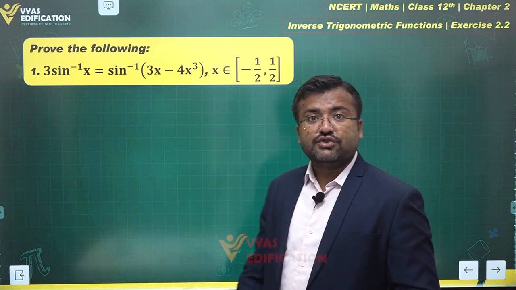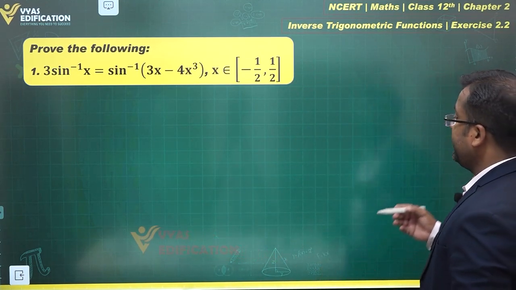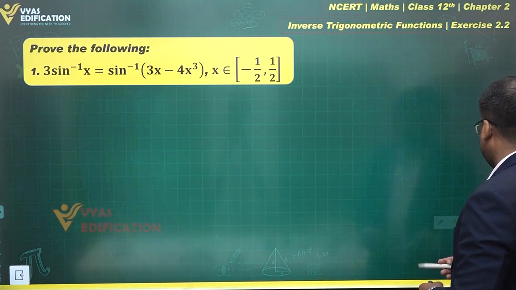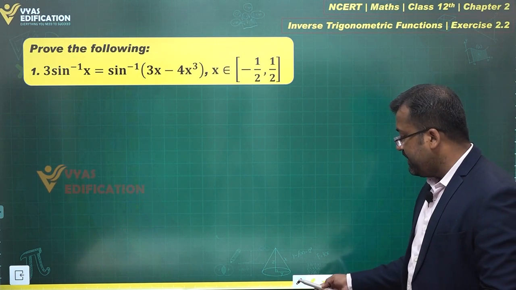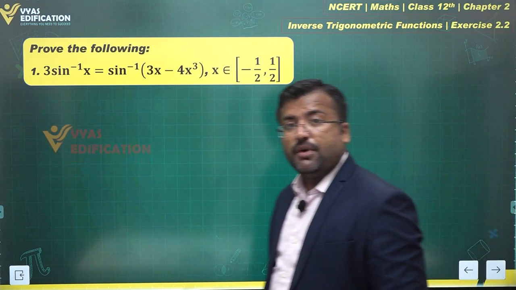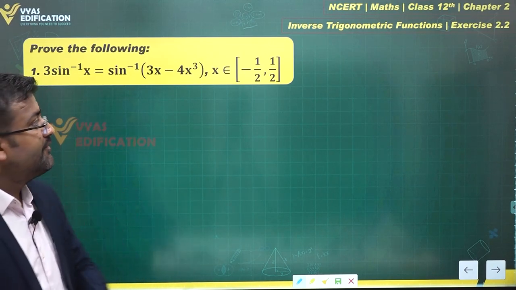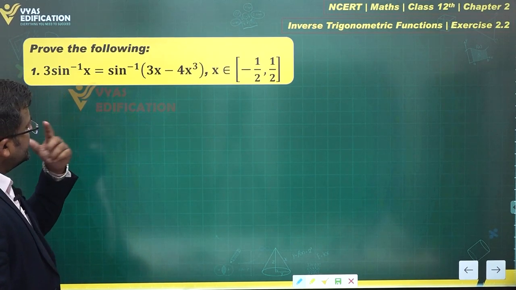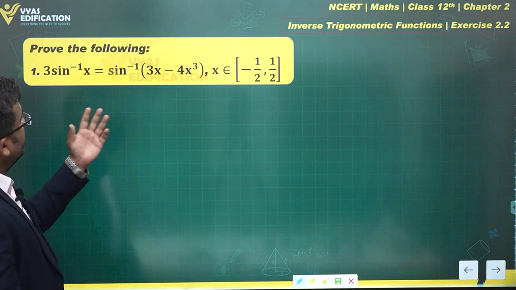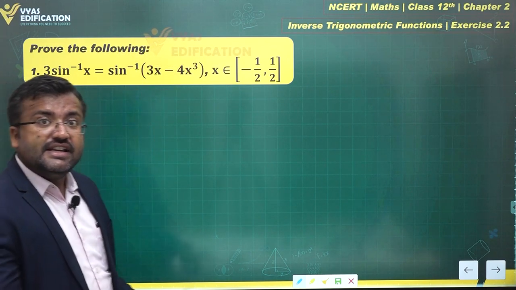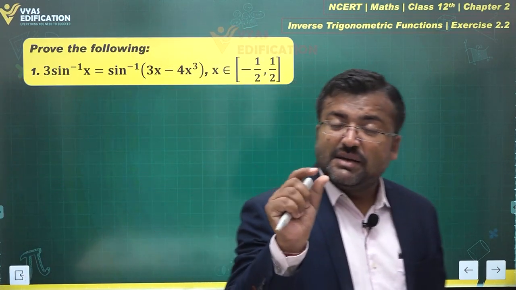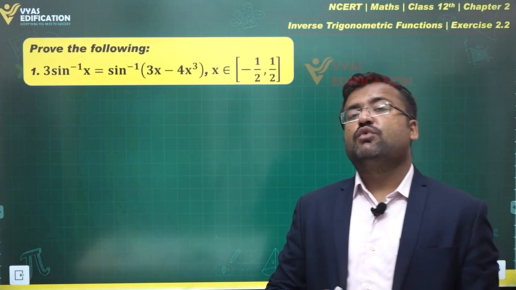Let's take a look at the first question. What does the question say? Prove the following: 3 times sine inverse x is equal to sine inverse of 3x minus 4x cube. Now what's the important thing in this question? The important thing is that this expression over here is something similar to an expression we know.